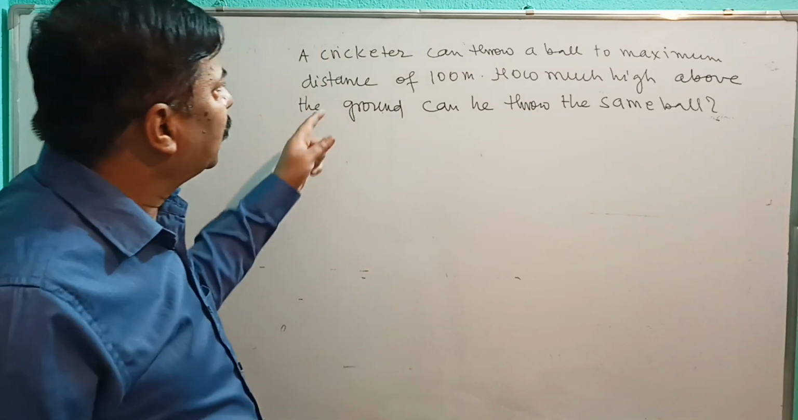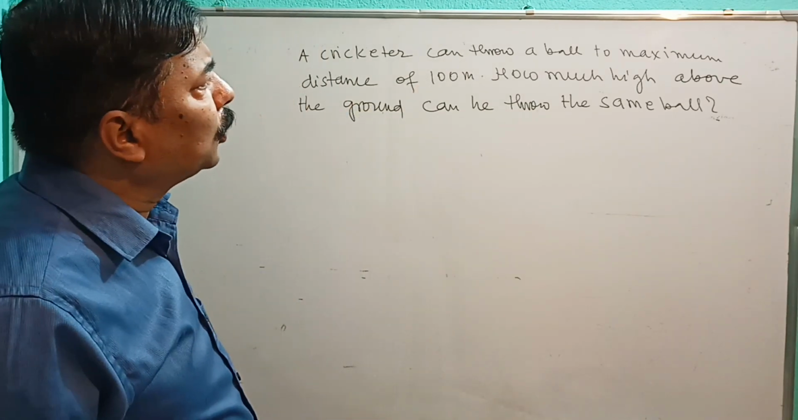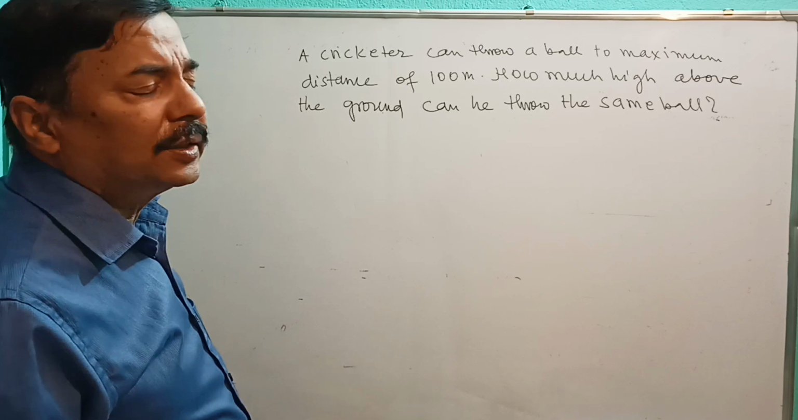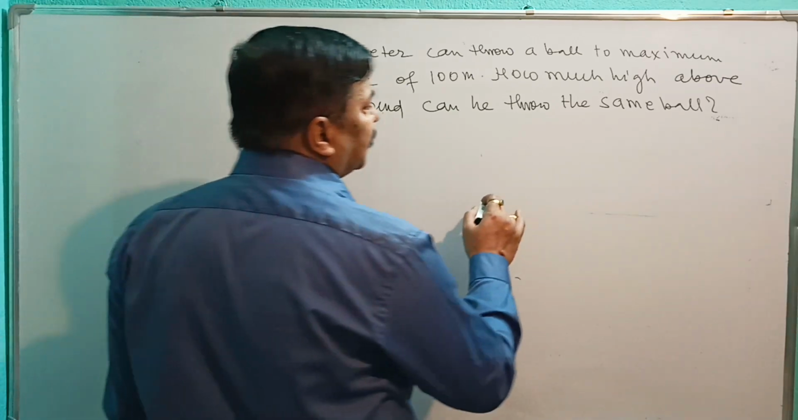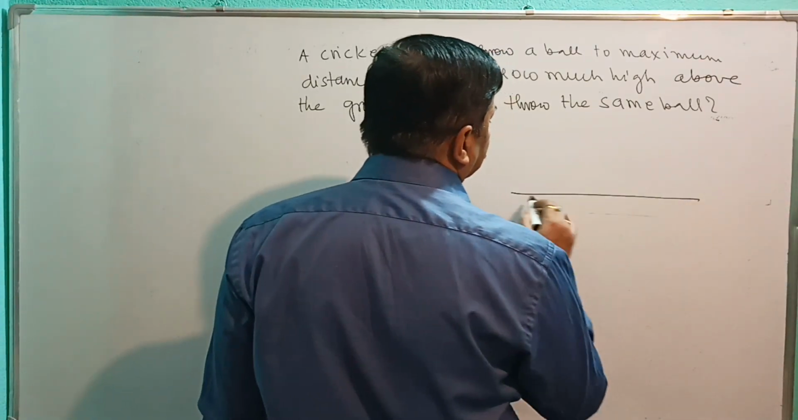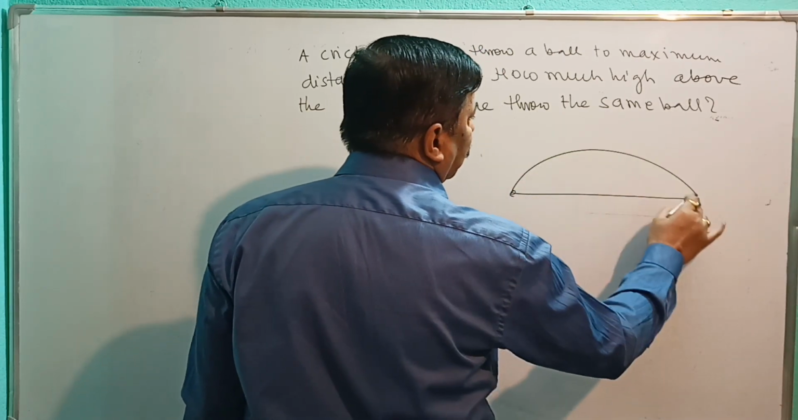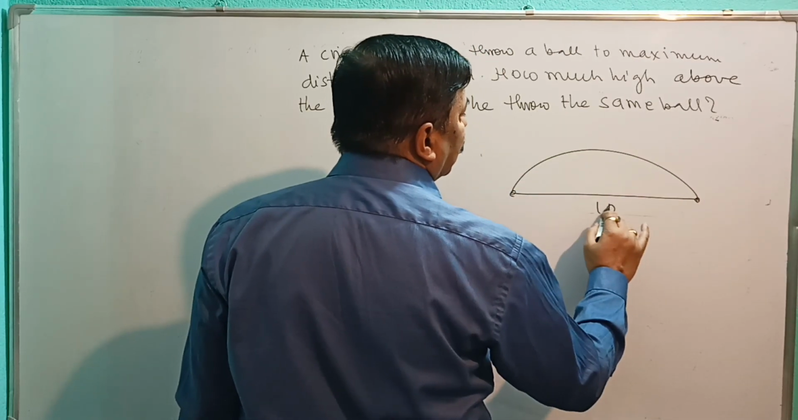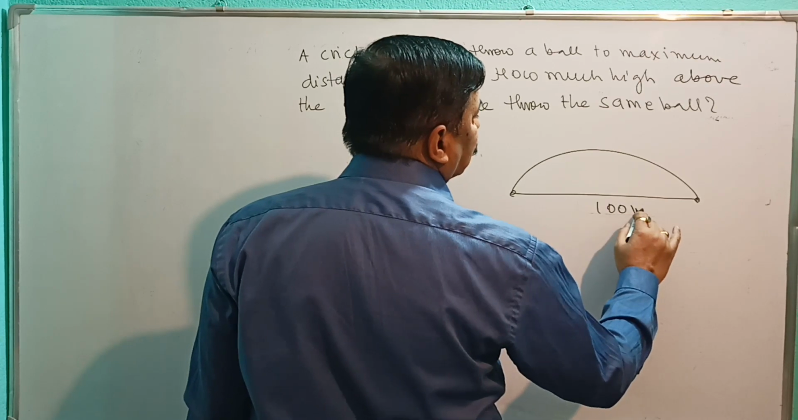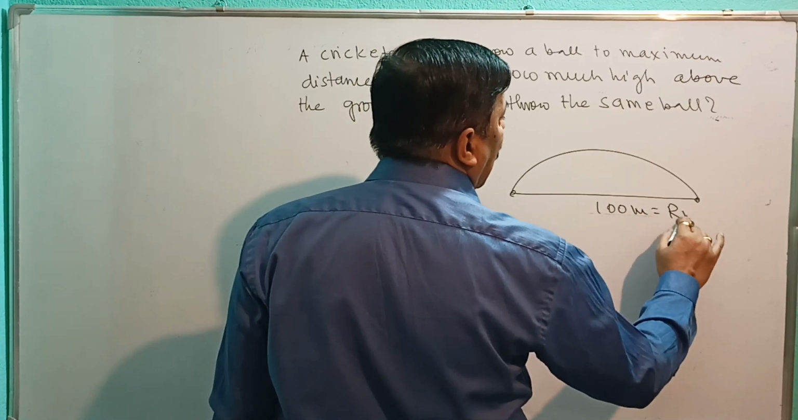Now in this question, a cricketer can throw the ball to a maximum distance of 100 meters. That means it is giving you the range. This is the range where the ball has been thrown. This is 100 meters. So basically it is giving R max.